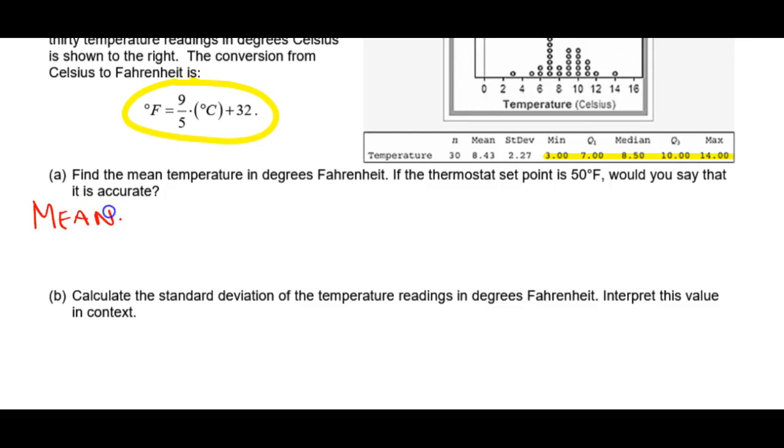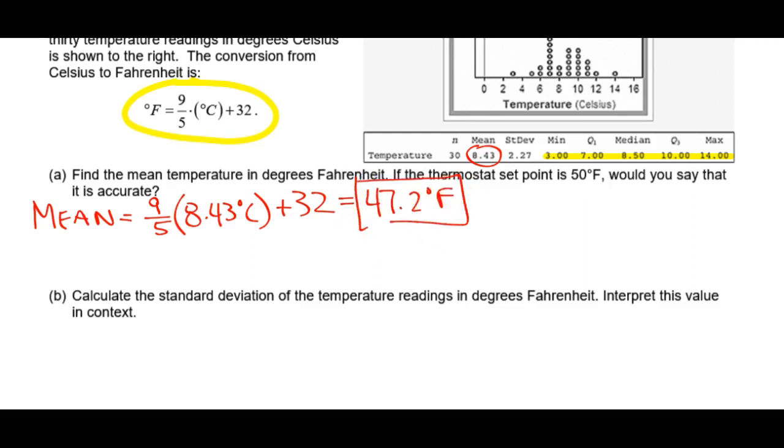So the mean temperature in degrees Fahrenheit will be 9/5 times the mean of 8.43 degrees Celsius plus 32. 9/5 times 8.43 plus 32. And that will give you a temperature of 47.2 degrees. That is the mean temperature in degrees Fahrenheit.